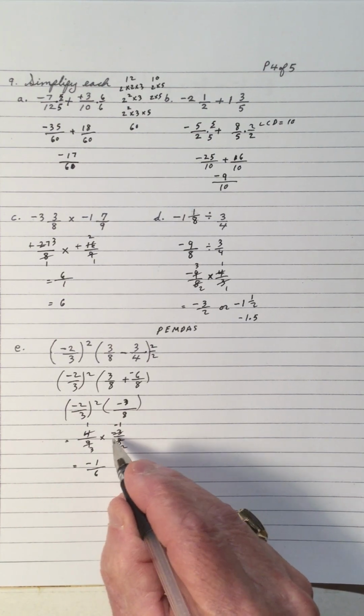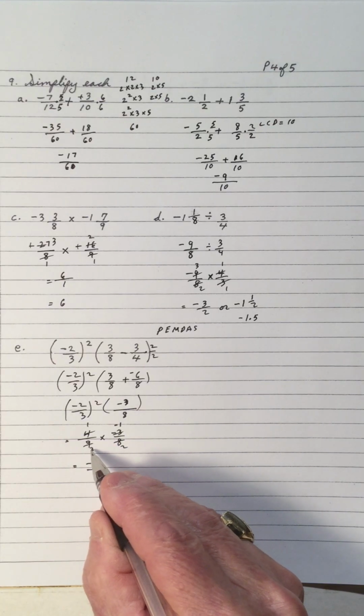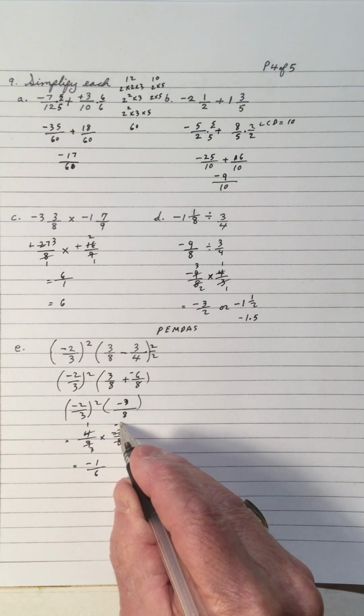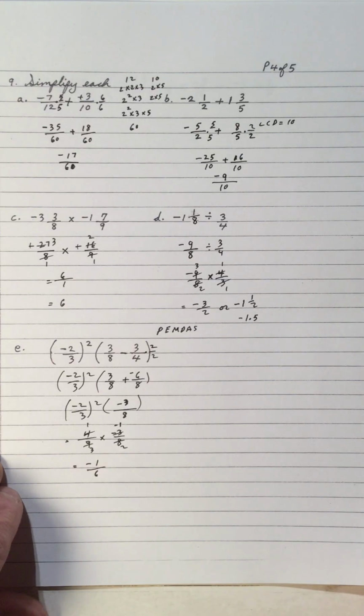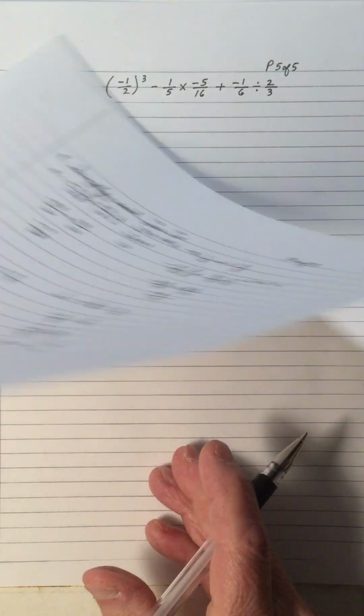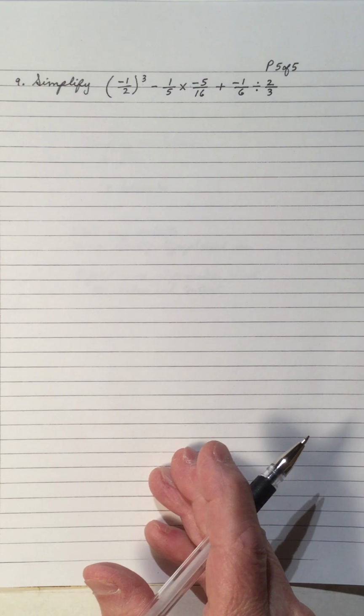So the answer is negative. So if I'm canceling the 3, 3 into 9 is 3. 3 into negative 3 is negative 1. And then I won't write the arrow. And we have another one to do.